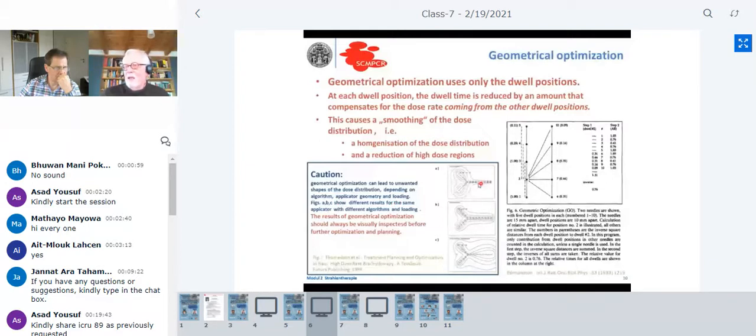And these three little figures here show you different dose distributions that you can get by geometrical optimization for the same applicator, using different algorithms, and also down here a slightly different loading. So you have to look at what your optimized dose distribution looks like, and decide if this is something you want to continue with.